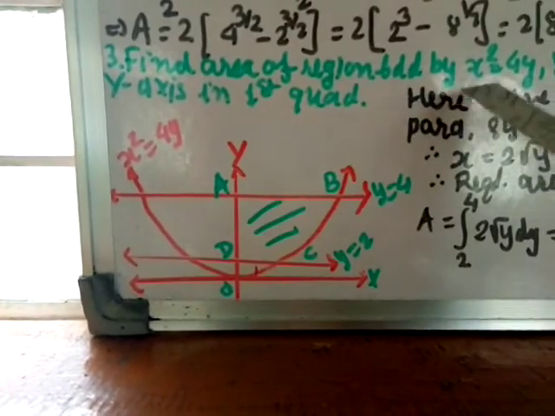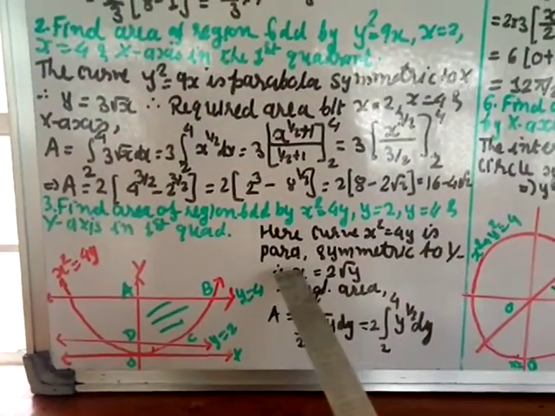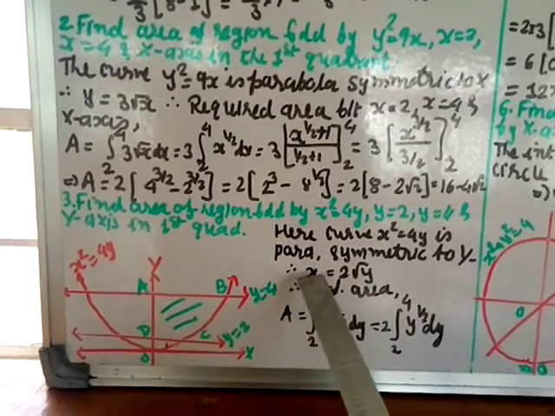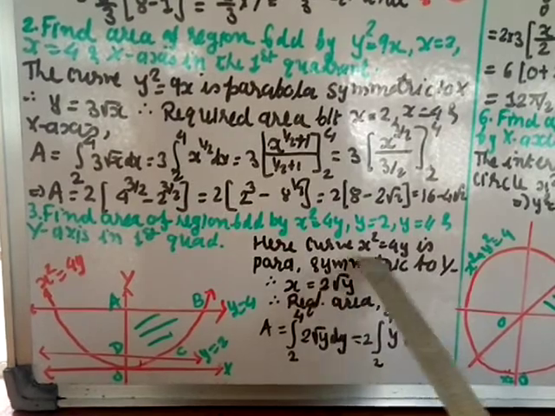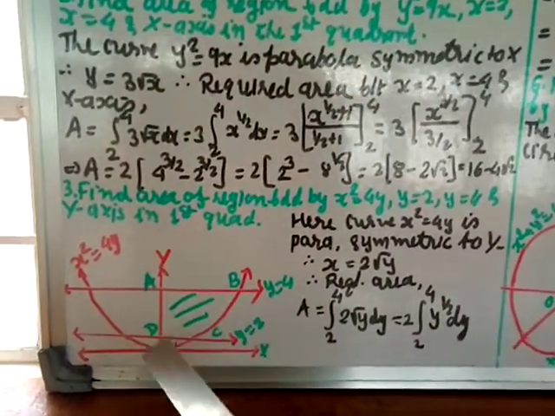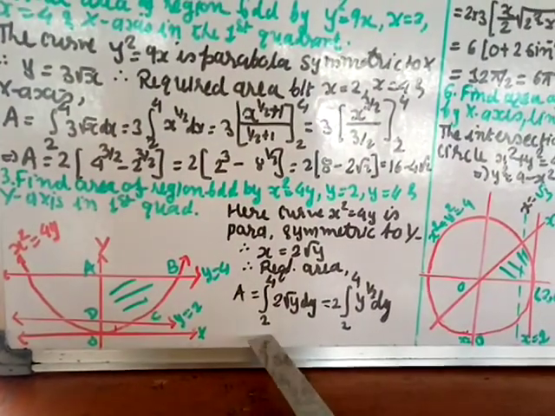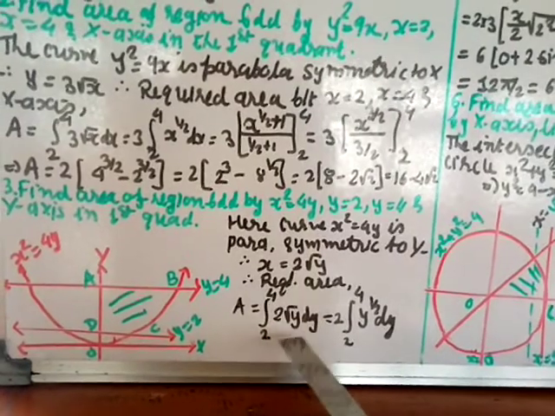Here the curve x square is equal to 4y is a parabola symmetric to the y-axis, and the x value will be, you take the square root of x square, that is x, and the square root of 4 is 2, the square root of y is root y. Now the required area, this is the shaded region. A is equal to the integral from 2 to 4, I'll put the value of x, that is 2 root y dy. It is with respect to y that you have to integrate.